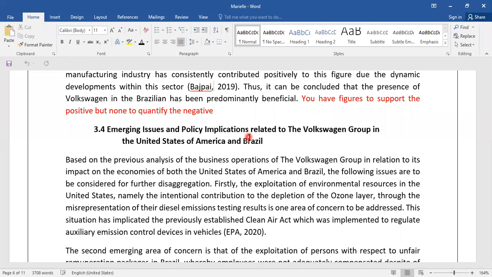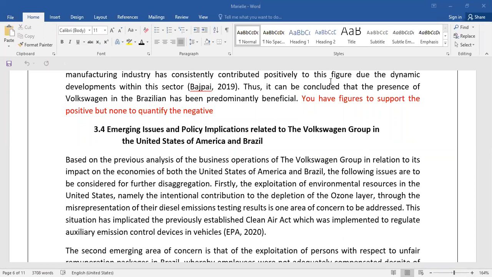This is important. If you understand this, please indicate in your chat that your policy implications and your emerging issues must directly be connected to the negative consequences on the host countries. Please indicate if you understand this. Good, Christina, yes. Kemba, yes. Akil, yes. Marielle, yes. Wonderful.